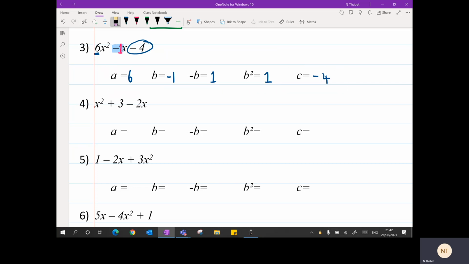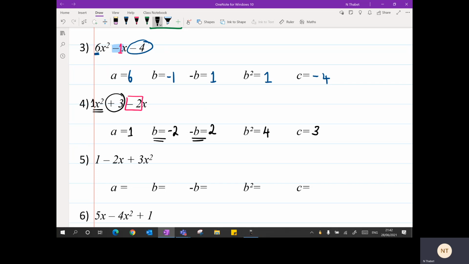make any mistakes. For question 4, the coefficient of x squared, well, it's a 1x squared. The coefficient of x, remember b is the coefficient of x, so it's not 3, 3 is the constant. B is the coefficient of x, which is minus 2. So negative b is a positive 2, b squared is 4, and c is the constant term, the number without the letter, which is 3.